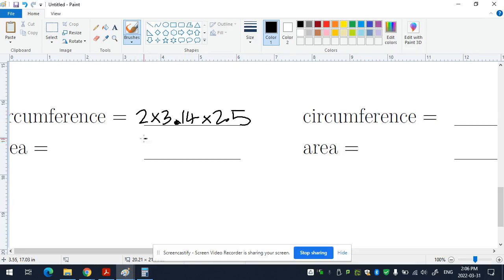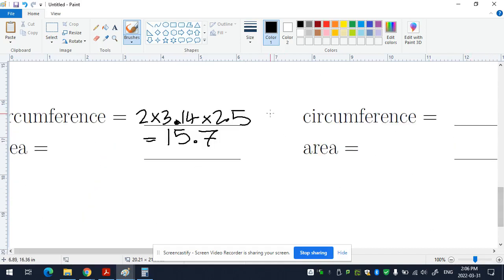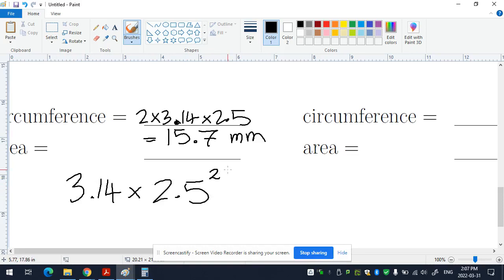I can do this in my head, because 2 times 2.5 is 5. So 15.7. What unit did they take things in? Millimeters. Okay, something different than centimeters. All right. Next thing is the area, which is 3.14 times 2.5, but squared, or times itself.